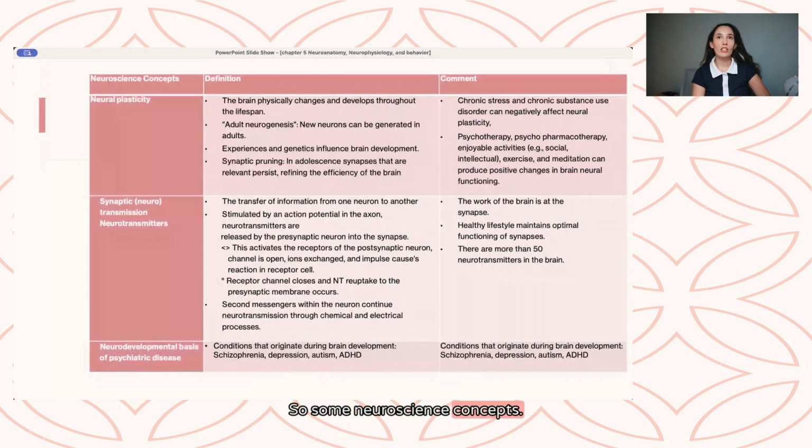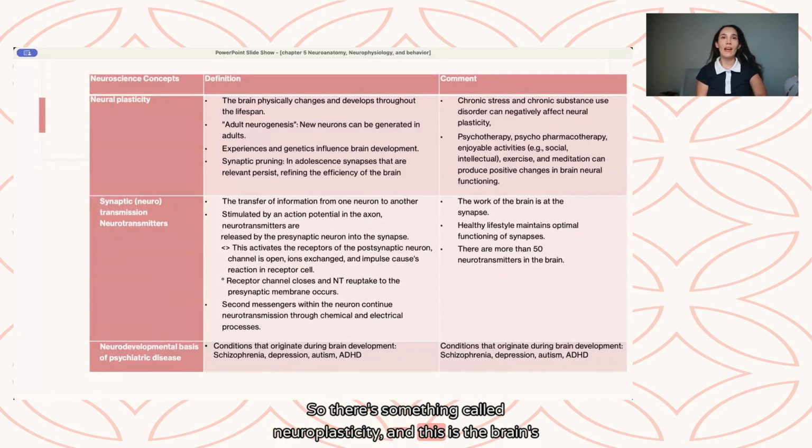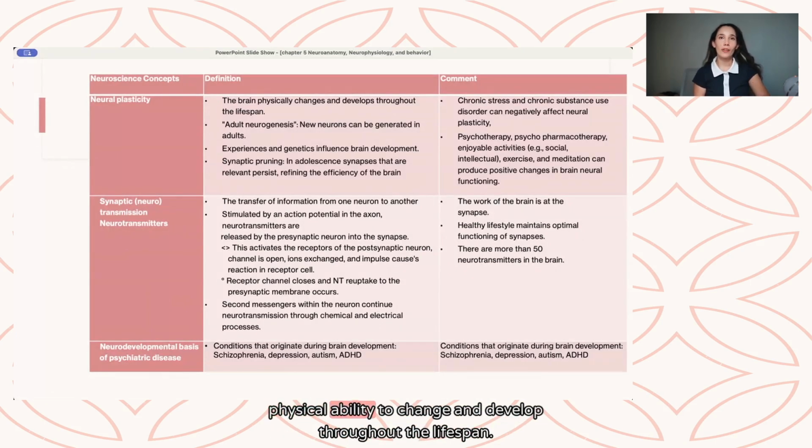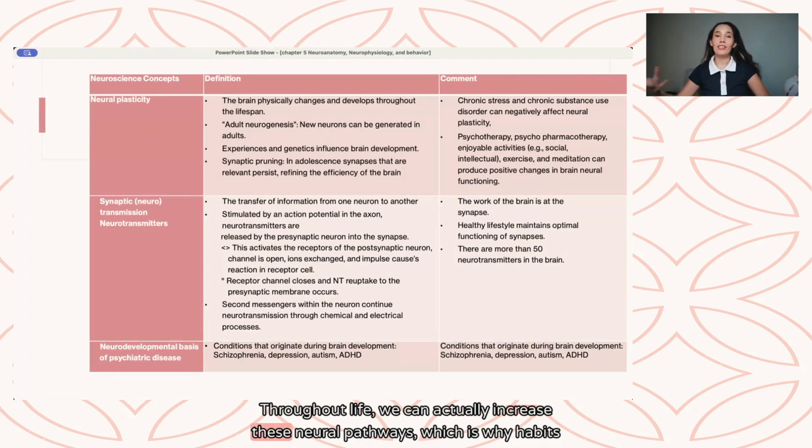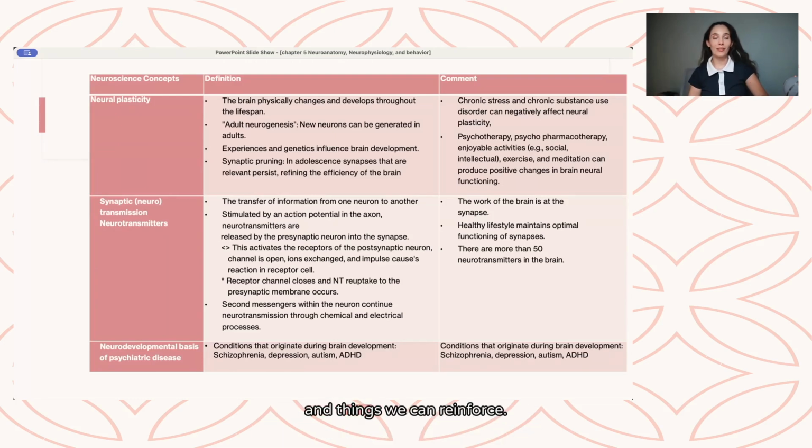So some neuroscience concepts. There's something called neuroplasticity, and this is the brain's physical ability to change and develop throughout the lifespan. So these include things like neuronal pathways, and throughout life, we can actually increase these neural pathways, which is why we can reinforce habits and things, because of that neuroplasticity. The brain is able to change.